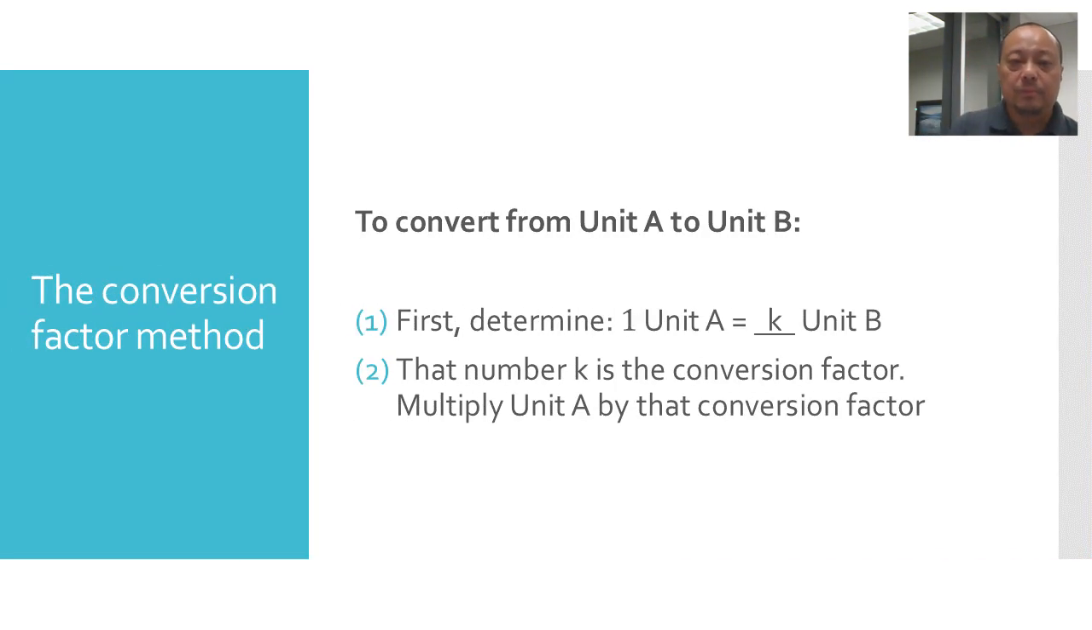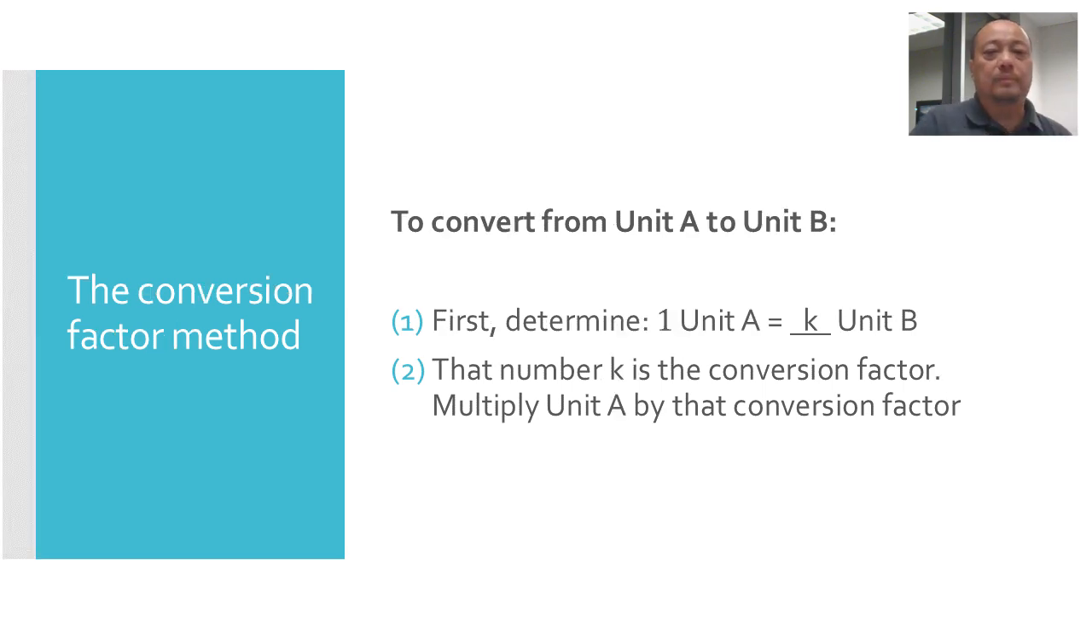These are the steps. To convert from unit A to unit B, first determine 1 unit A equals blank unit B, some number K. That number K is the conversion factor. Multiply the unit A by that conversion factor and you get the answer.